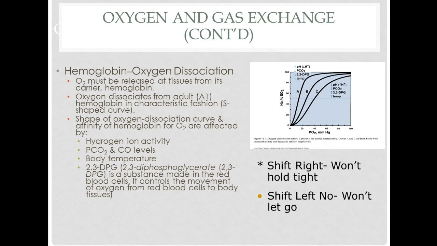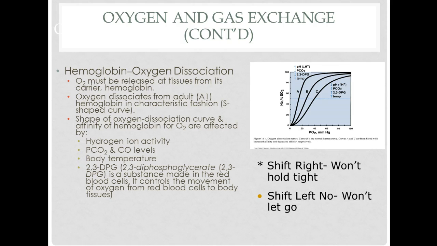Hemoglobin oxygen dissociation can be looked at too, depending on the situation that the body is in. Oxygen dissociates from the adult hemoglobin in a characteristic fashion in an S-shaped curve, as you can see from the picture to the right. The shape of the oxygen dissociation curve and affinity of hemoglobin for oxygen are affected by a few things: hydrogen ion activity, CO2 and carbon monoxide levels, body temperature, and 2,3-diphosphoglycerate.